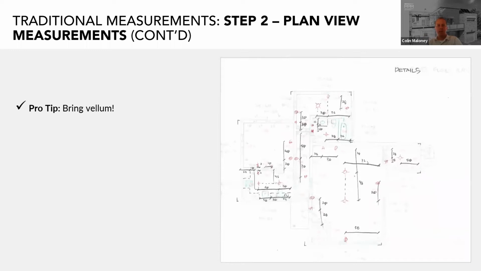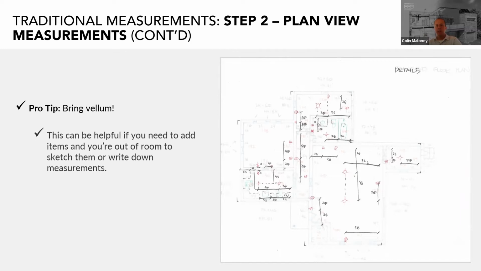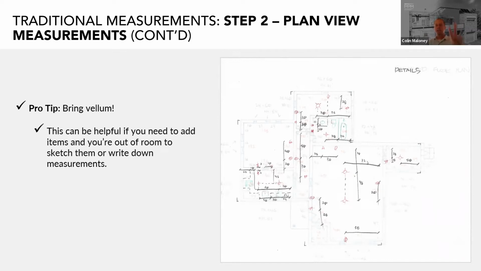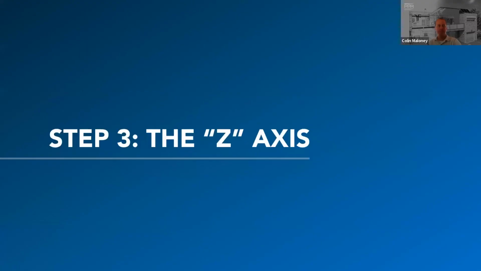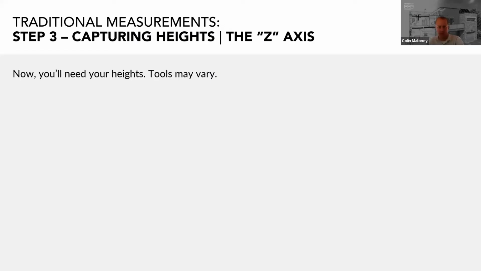As you can see, this image below shows the previous sketch, but with a sheet of vellum on top of it. This allows you to use the information from the first sketch and mainly the sketching, the line work, such as the wall layout, and then add even more symbols and measurements above that. So obviously little symbols for electrical faceplates, reflected ceiling plan items, and things like that. Now let's talk about collecting the Z-axis measurements or the height information using traditional methods.